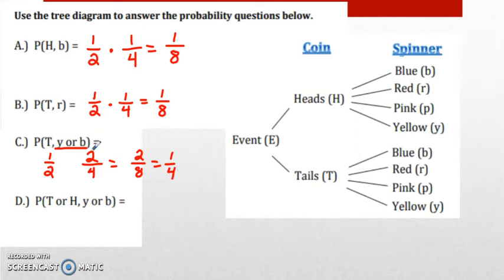Finally, we have tails or heads. Well, we have 2 possible outcomes with a total of 2. We have yellow or blue, which is 2 out of 4. So that leaves us with 4 out of 8, which reduces to 1/2.